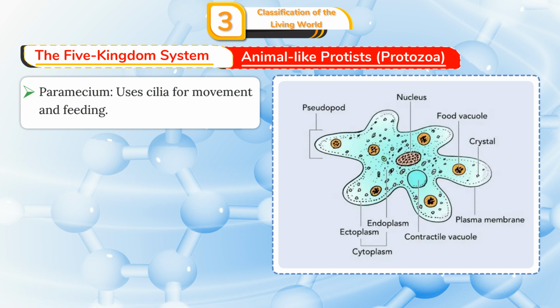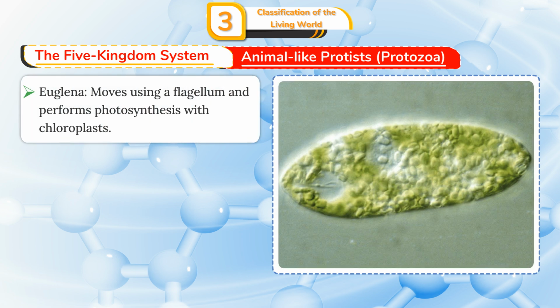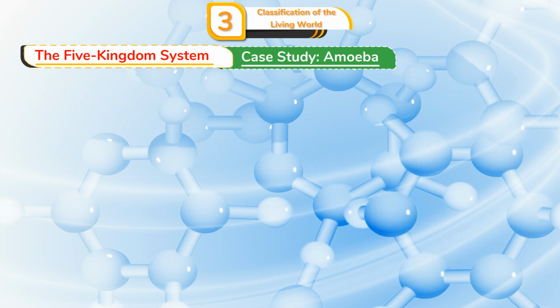Paramecium, uses cilia for movement and feeding. Euglena, moves using a flagellum and performs photosynthesis with chloroplasts.